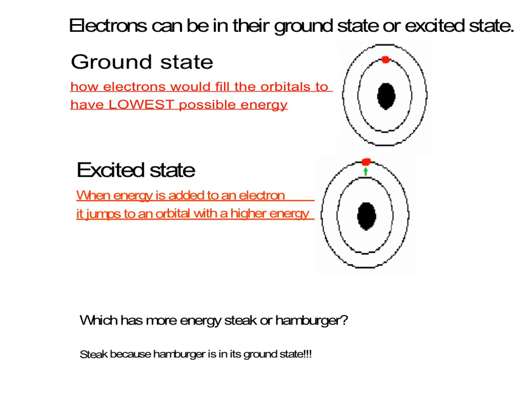Just know the ground state and excited state. Ground state is at the lowest possible energy. Excited is anything that's not the ground state.